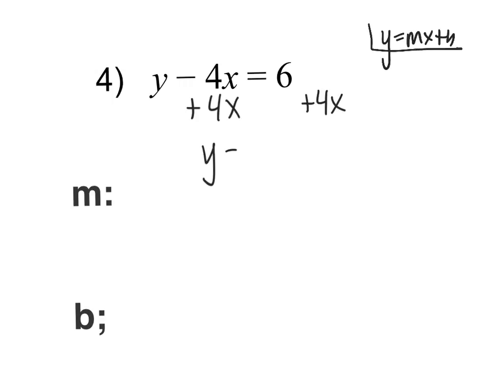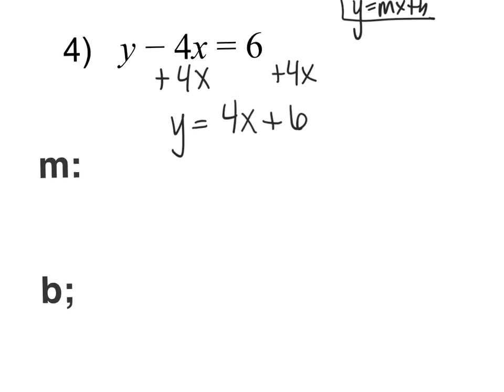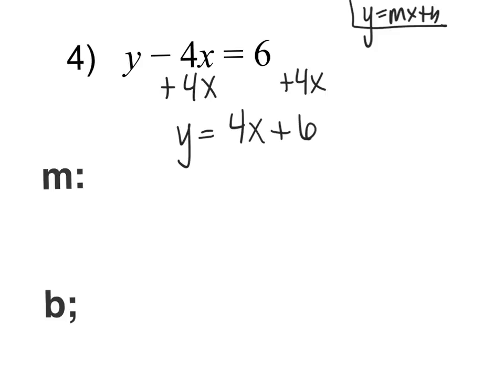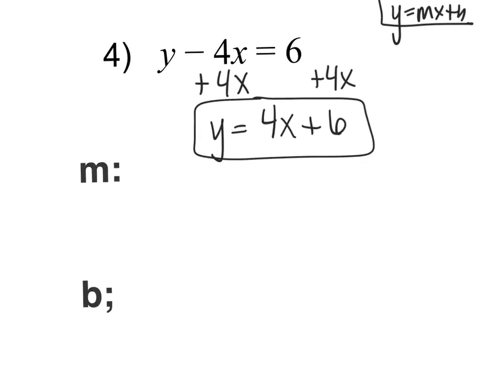Wait, so it would still be negative 4? Not after we move it, because I'm moving it to the other side, I'm just adding it over there. So now this is the equation I want you to look at: y equals 4x plus 6. So what's your m, or your slope, in that equation? 4. 4, that's our slope.